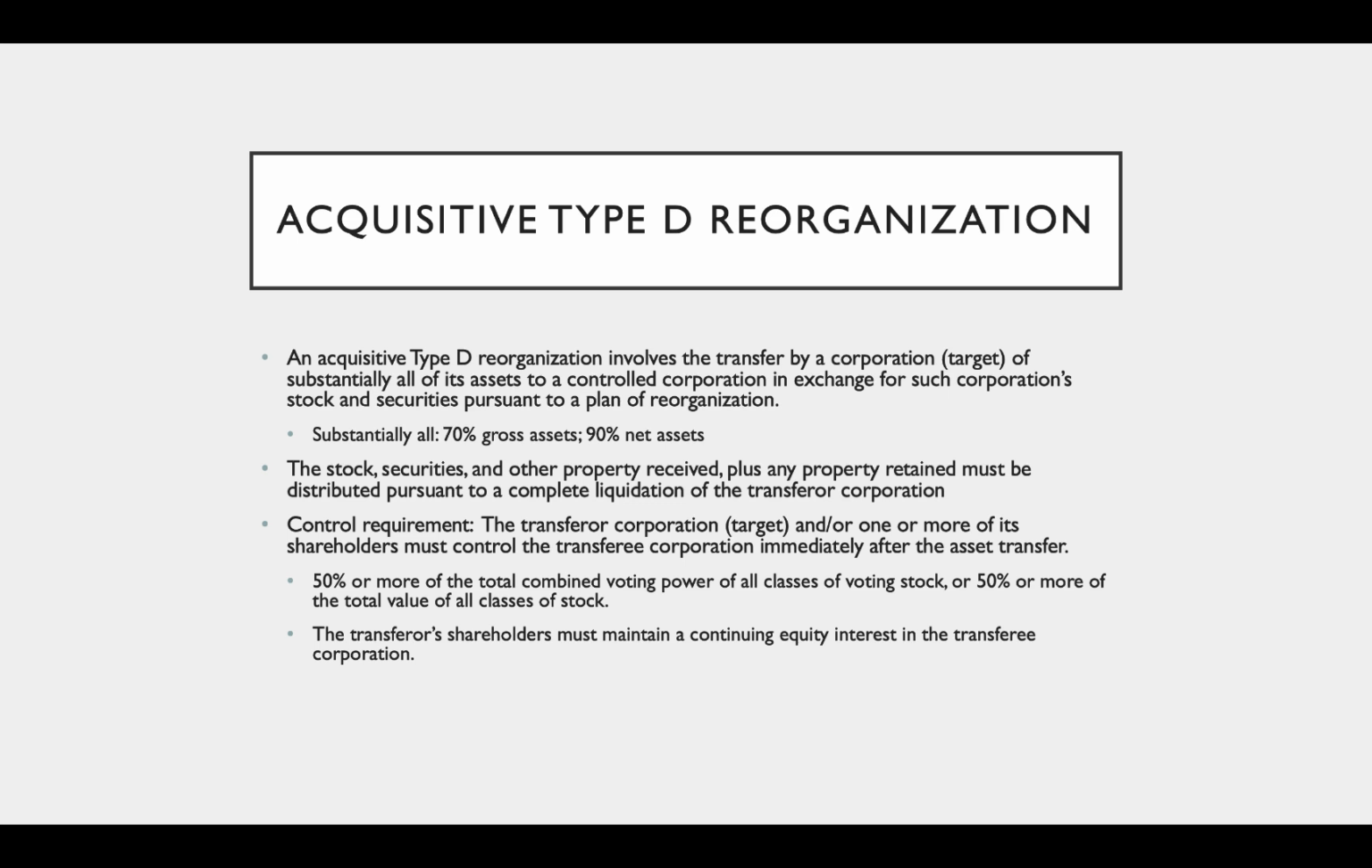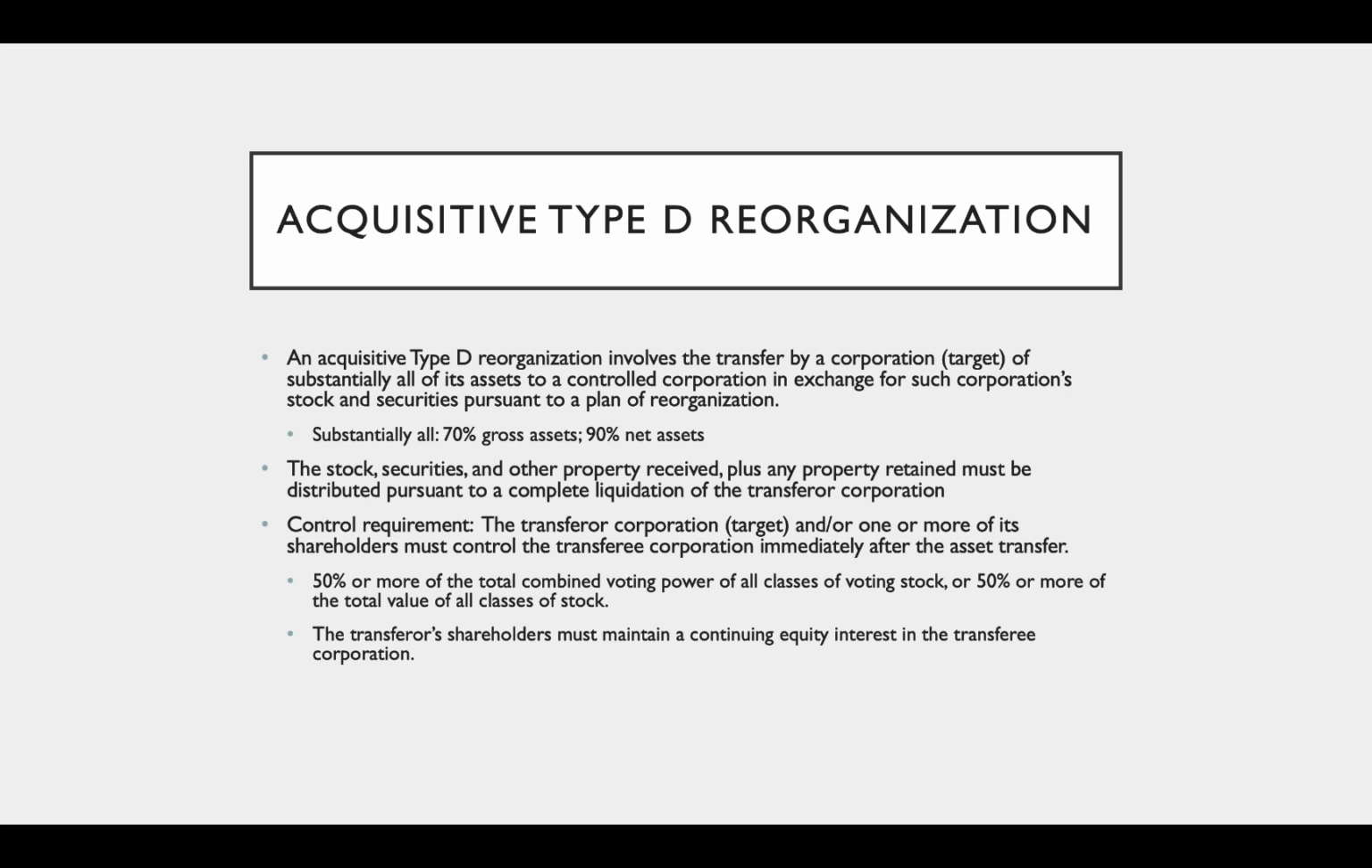Next, we're going to cover quickly some other types of reorganizations that aren't quite as common. The first is the acquisitive type D reorganization. A type D reorganization can be acquisitive or divisive. This is similar to a type C, and if both type C and type D requirements are satisfied, the code mandates that we treat this as a type D reorganization.